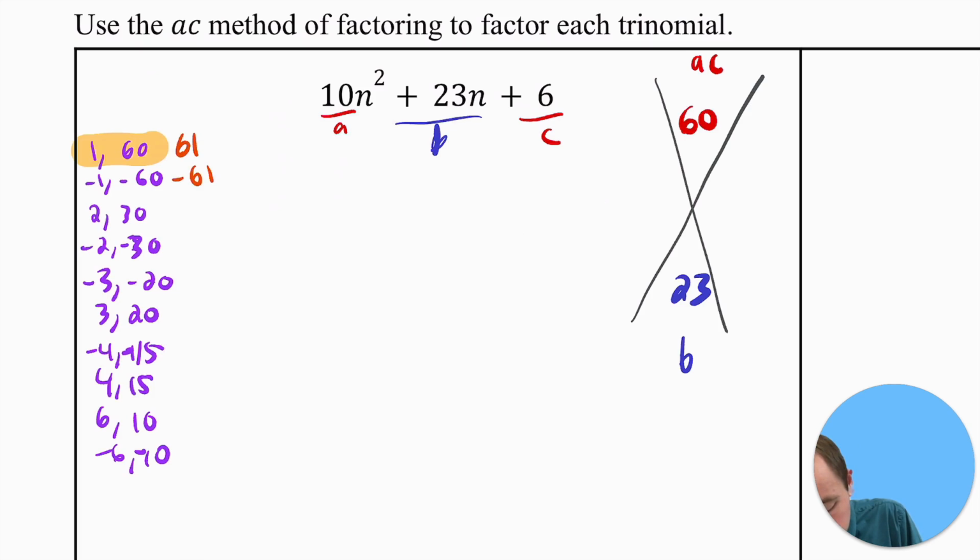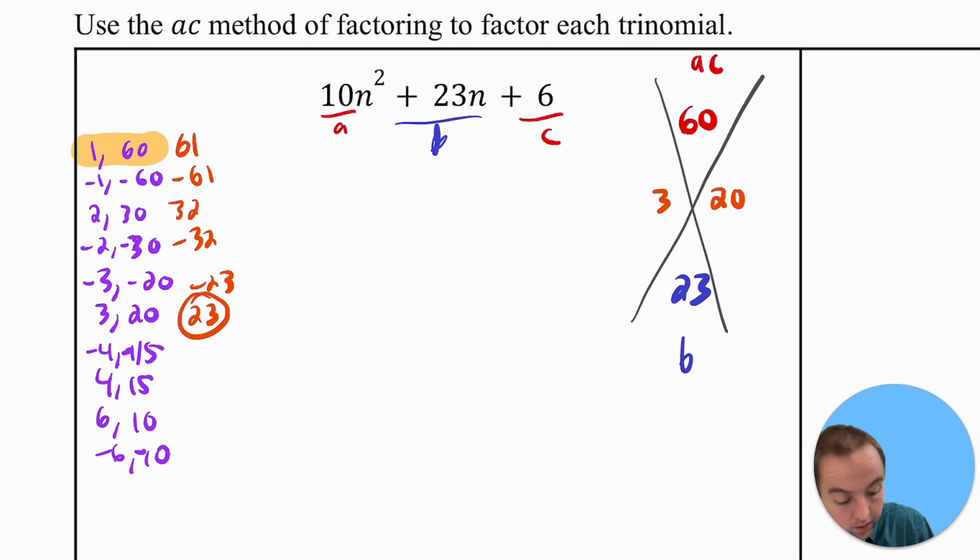That's negative 61. That's 32, negative 32, negative 23. There's the one right there, right? 3 and 20 add up to be 23. So then I'm going to just use the 3 and the 20 and write the 3 and the 20, because those are the two numbers.